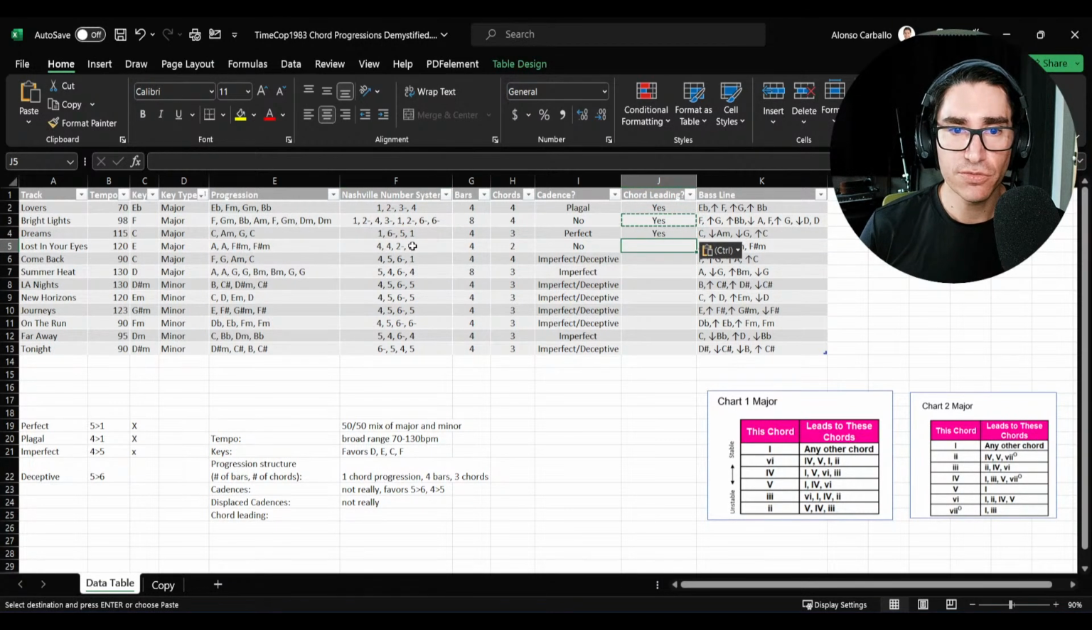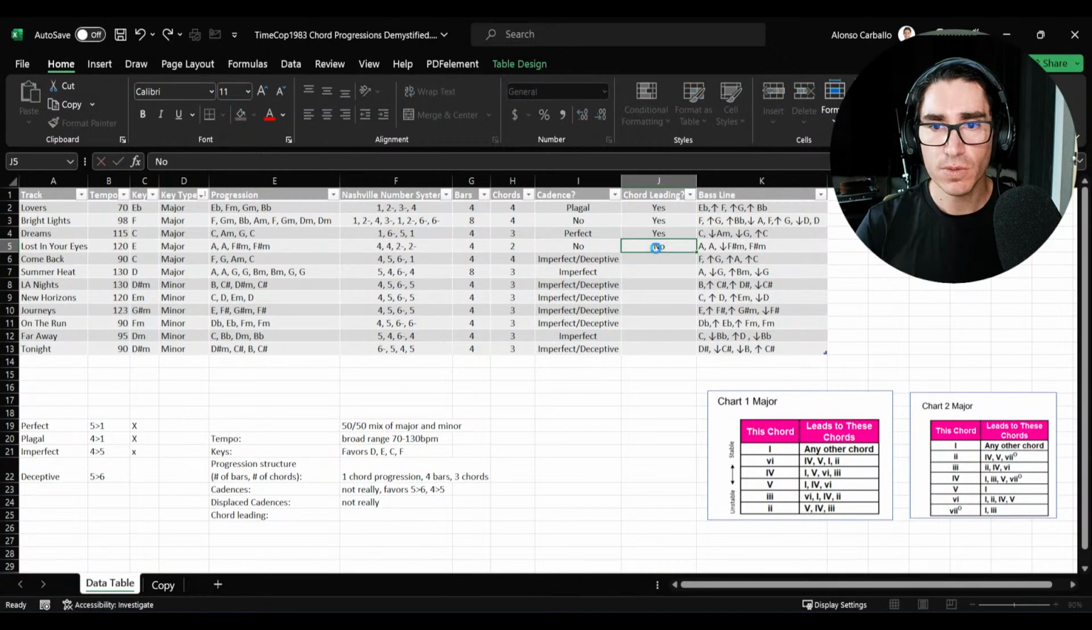Next progression, 4 to the 2. This chord chart says 4 doesn't go to 2. This other one says it doesn't go to 2 either, right? Maybe there's another chord chart version that says so, but in this case, let's just call it a no.